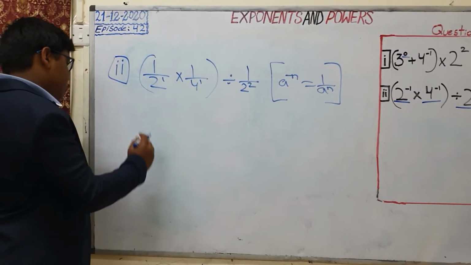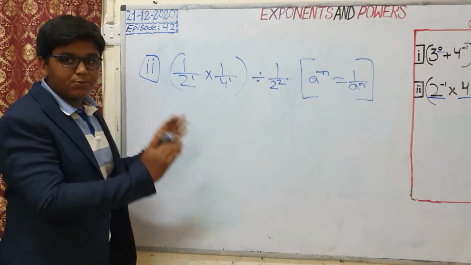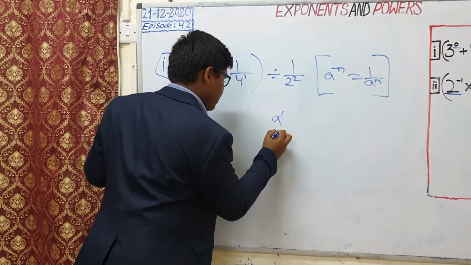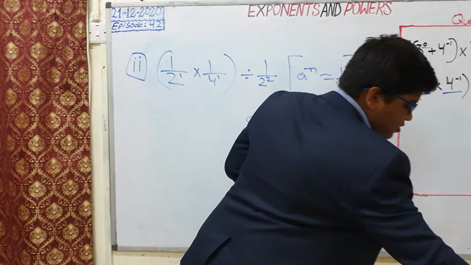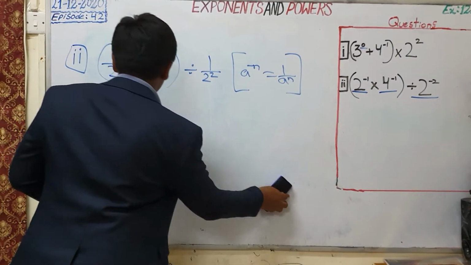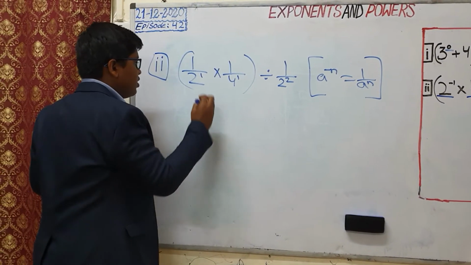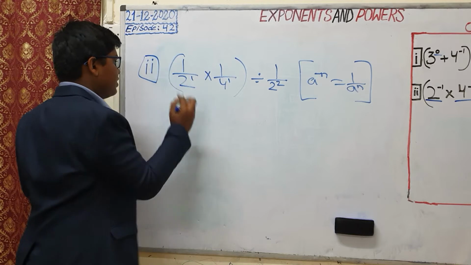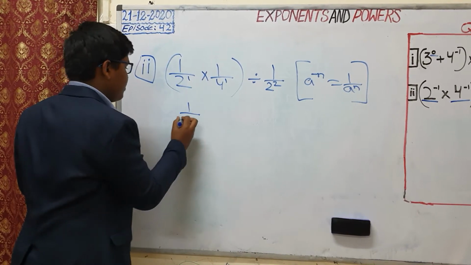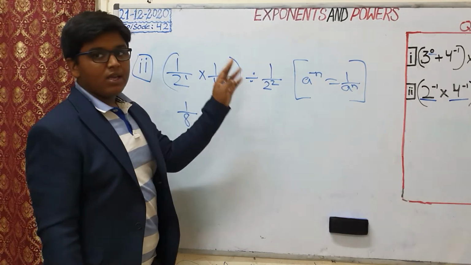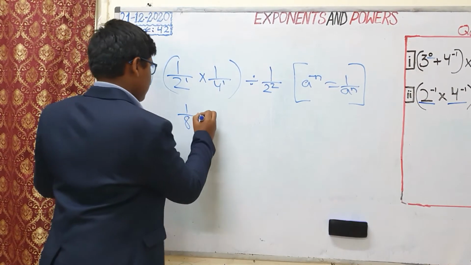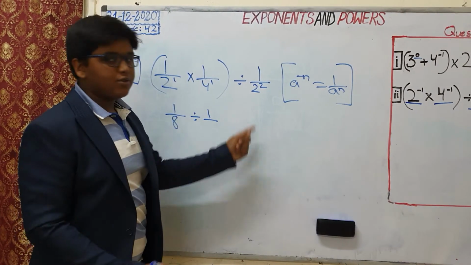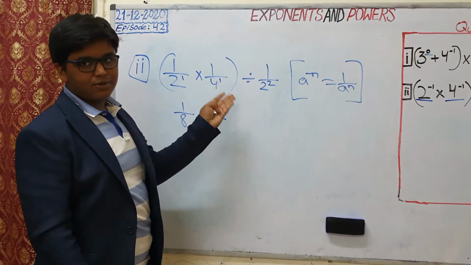Now first we will forget about these powers of 1, as we do in our algebraic problems, like a raised to the power 1 equals a as it is. We will use the same method here also. So 1 by 2 into 1 by 4: 1 into 1 equals 1 as it is, then 2 into 4 equals 8. Now divided by 1 by 2 raised to the power 2, which is 1 by 2 times 2, and 2 into 2 equals 4.